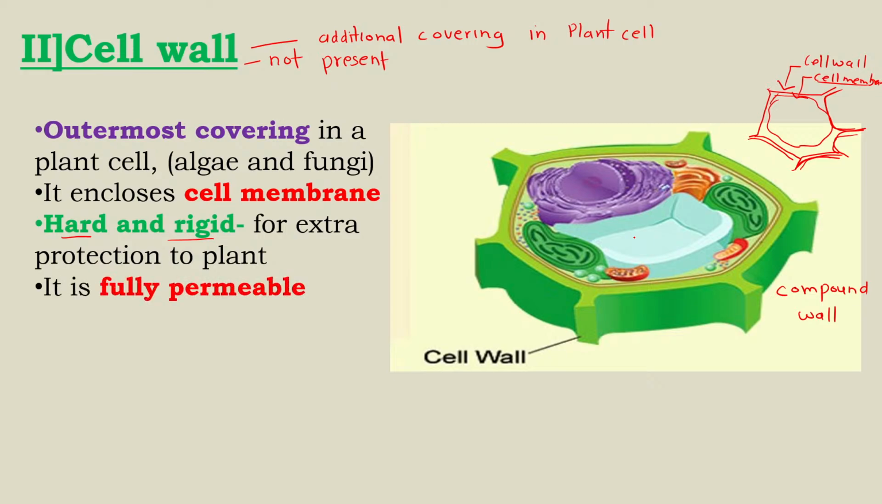Now why do you think only plant cells need protection? Human beings or other animals, don't they need protection? Why do you think only plants need additional protection? Why is it absent in the animal cell? One reason is a major difference between plants and animals. What is the major difference? Yes, plants cannot perform locomotion, whereas animals can perform locomotion. What do you mean by locomotion?